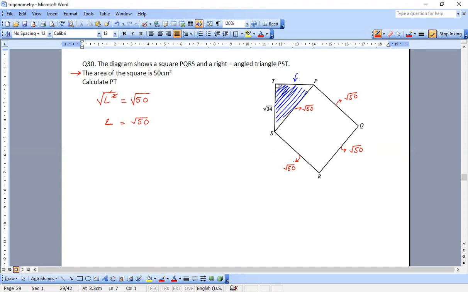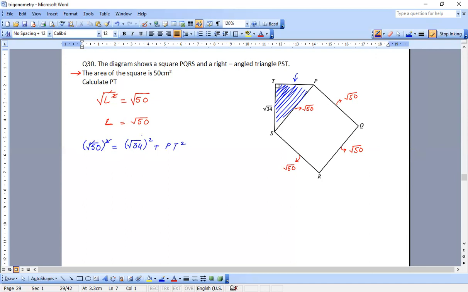Now, if I look at the triangle PST again, I have the hypotenuse, I have, let's call it opposite, and I only have to find out the length of PT. I'll use Pythagoras theorem to find out the length of PT. According to Pythagoras theorem, hypotenuse is square root of 50. So I'll say square root of 50 square equals adjacent square plus opposite square, or base square plus perpendicular square, whatever. Base is square root of 34 square, and opposite, let's say, is PT square.